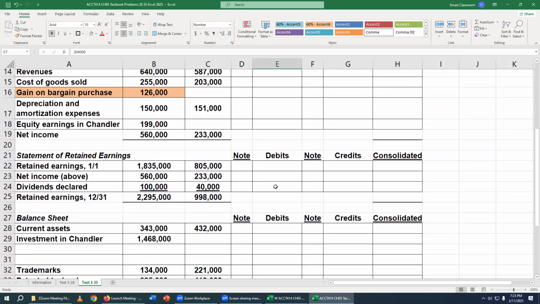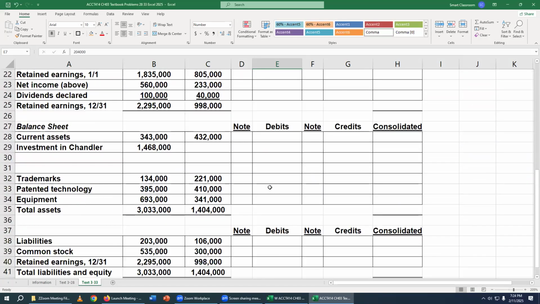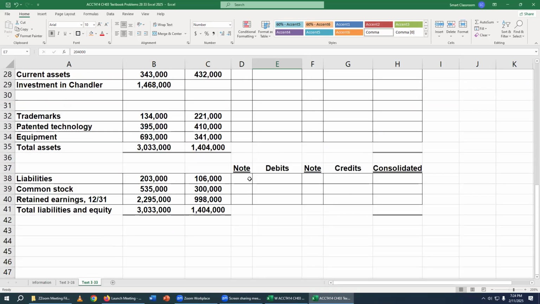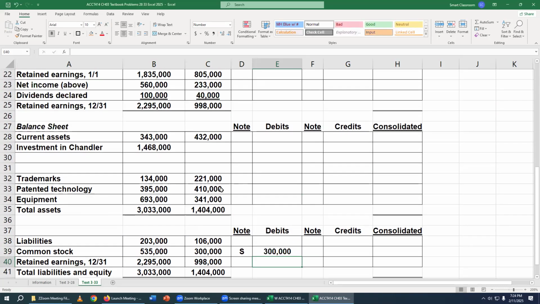All right, let's start going through this stuff, see what they have. Oh, this is a nice little short one. Yay. Good one to wrap up on. All right, stock, 100,000. And then we have to go back to the beginning retained earnings.